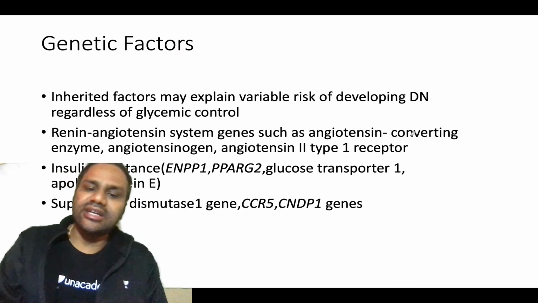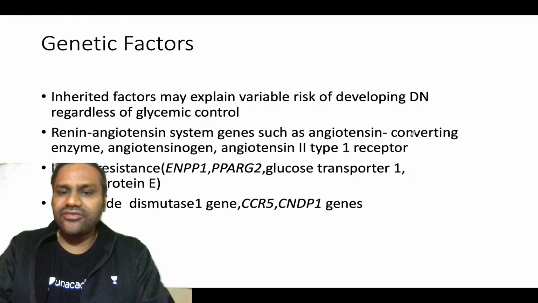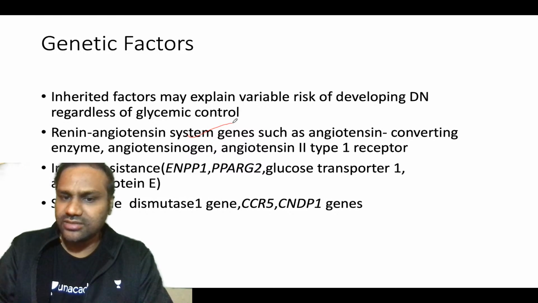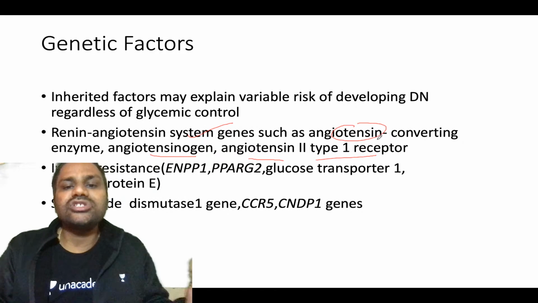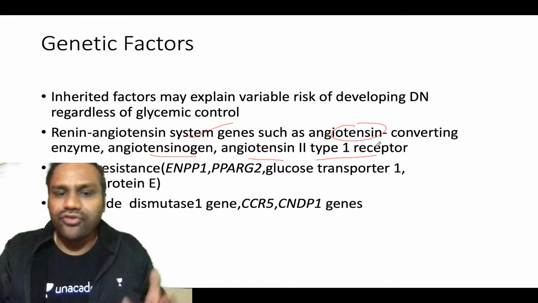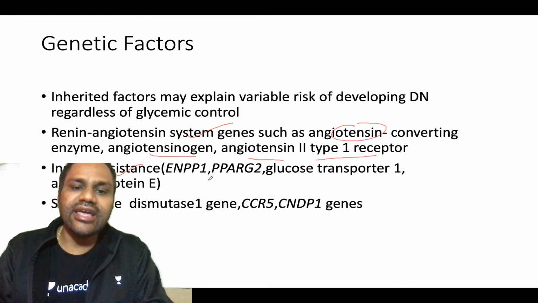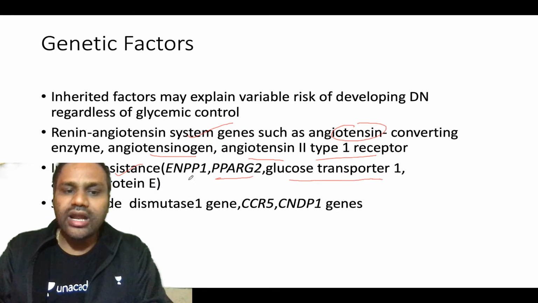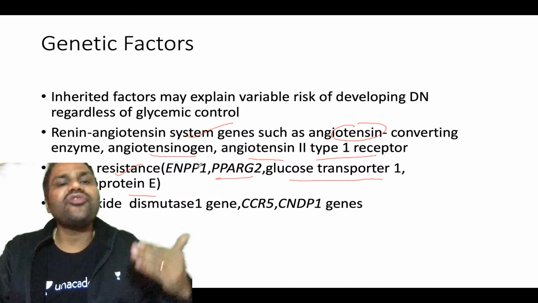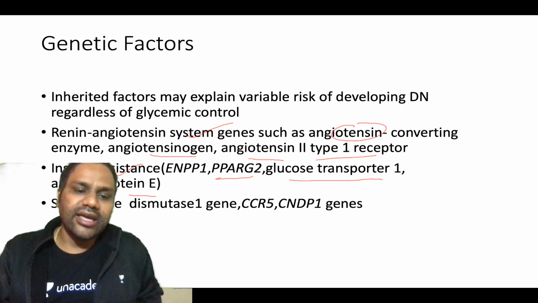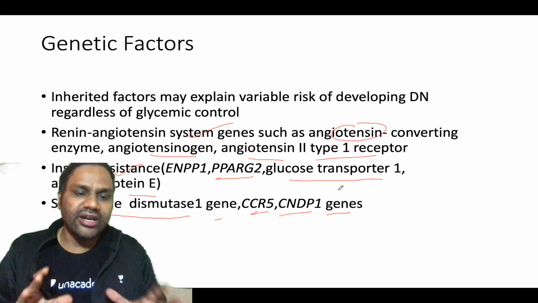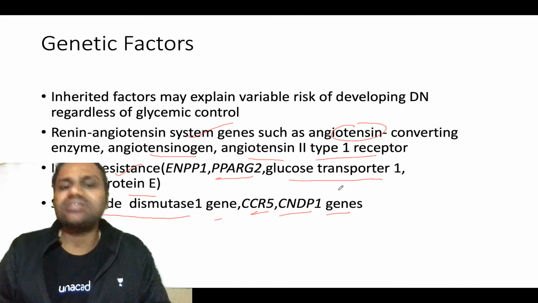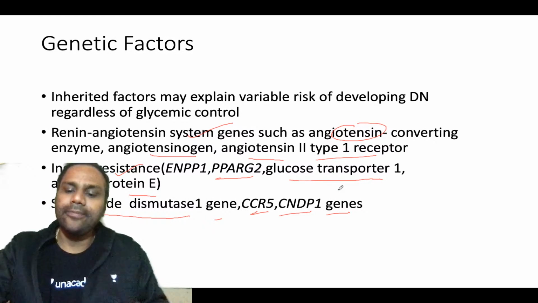Then another factor is genetic factors. The genetic factors responsible are renin-angiotensin system genes such as angiotensin converting enzyme, angiotensinogen, angiotensin 2 and type 1 receptors. These are all responsible for increasing chances of diabetic nephropathy. Again the insulin resistance genes like PPARG2, glucose transporter 1, apolipoprotein E are also responsible. And again superoxide dismutase 1 gene, CCR5, CNDP1 genes, these are the different genetic factors responsible for diabetic nephropathy.